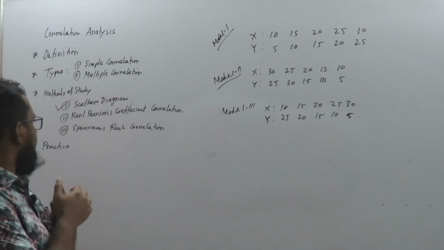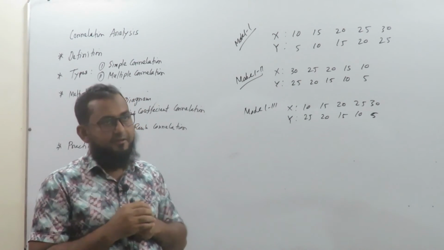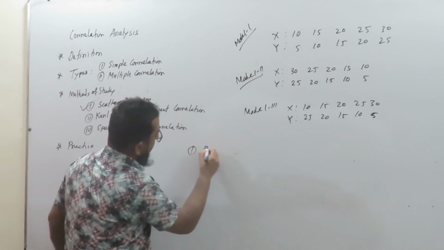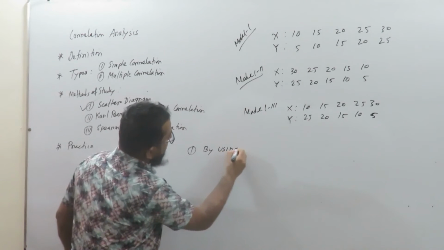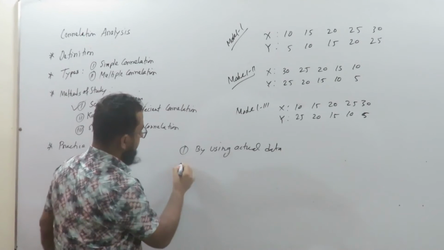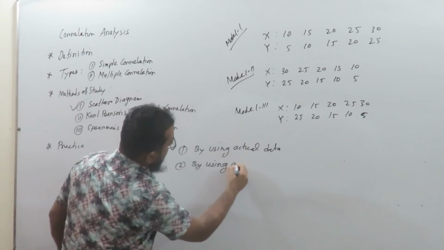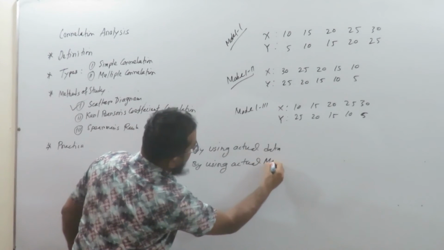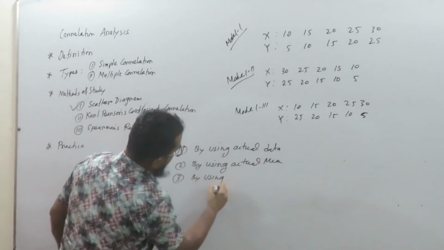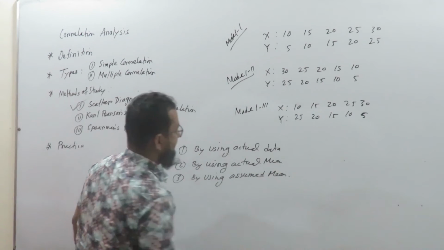Dear students, Pearson's coefficient of correlation can be determined by three methods. Number one, by using actual data. Number two, by using actual mean. Number three, by using assumed mean.